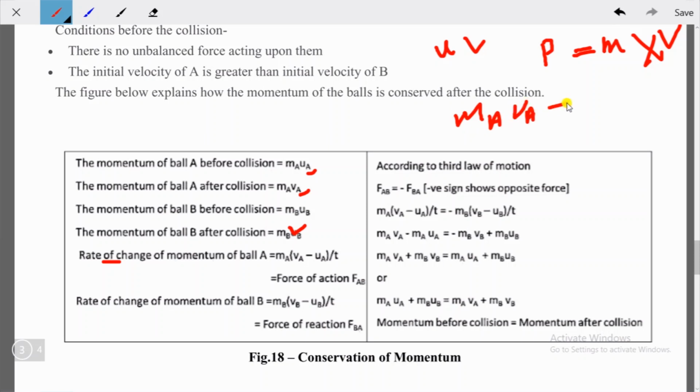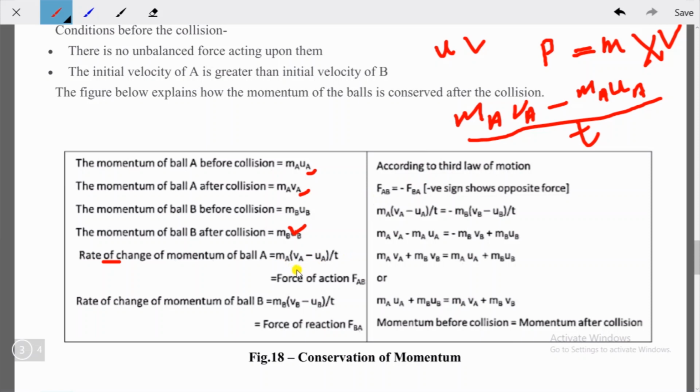So we have to minus it, minus M A U A. Okay, so we have to minus M A U A from M A V A. Then we have to divide it by T. Okay, then we can find out the rate of change of momentum of ball A. So we can take common MA, then in the bracket what will remain? VA minus UA. Okay, you can see here.